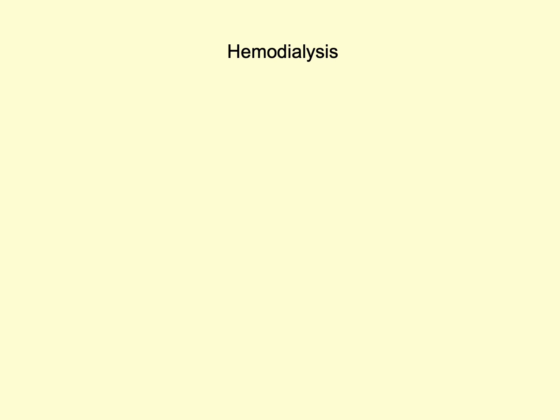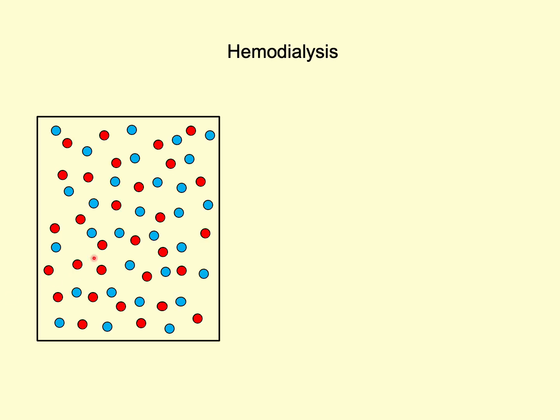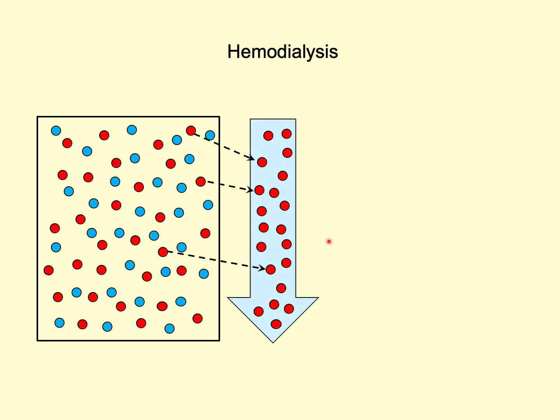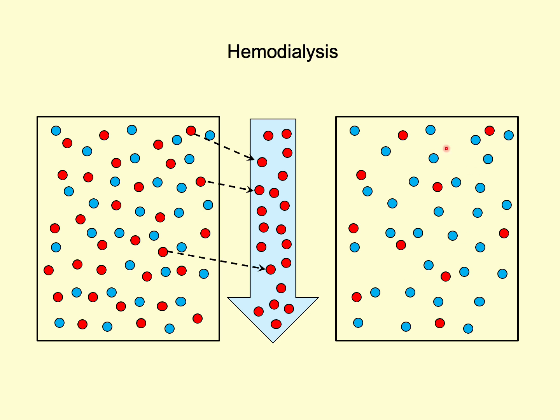So in other words, essentially what HD accomplishes is, in a given volume of plasma that contains both water and solutes, depicted here as blue and red dots, the solutes move down their concentration gradient from the plasma into the dialysate, which is then discarded, and so the concentration of solutes decreases in the patient's blood.